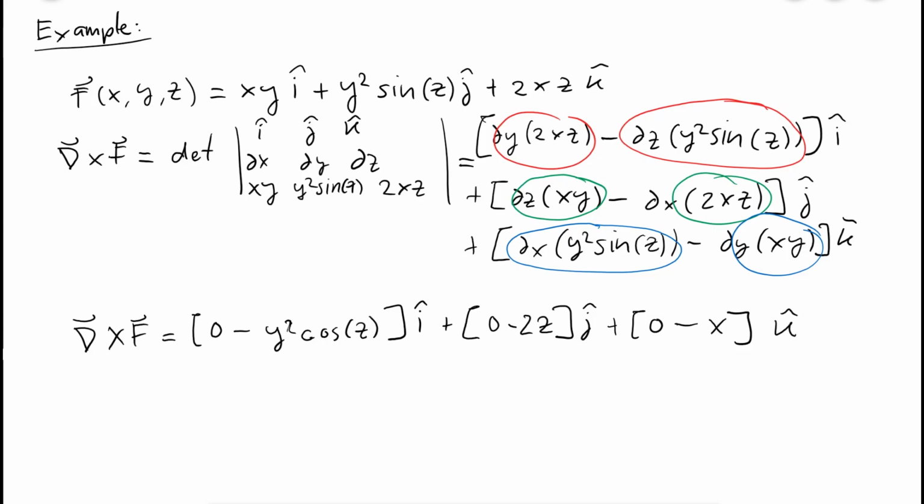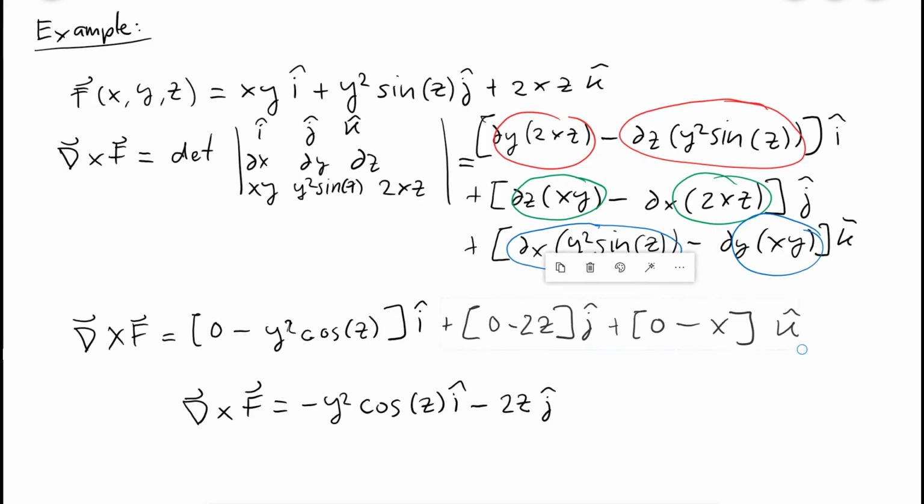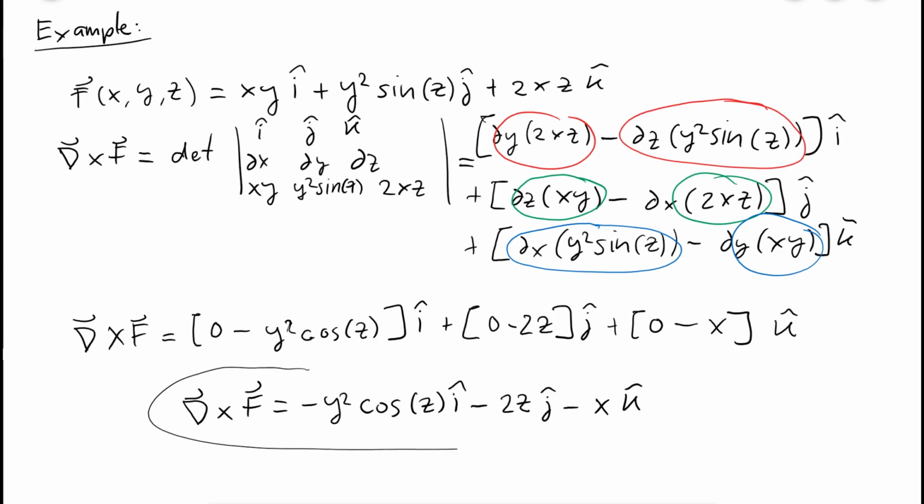Once you gather all the terms, you see that the curl of F is equal to minus y squared cosine of z in the i direction, minus 2z in the j direction, minus x in the k direction. And this is the curl of this function. Since it is not zero, this force is clearly not conservative.